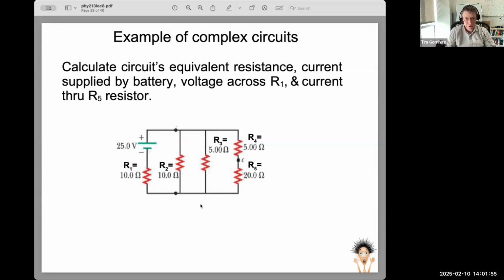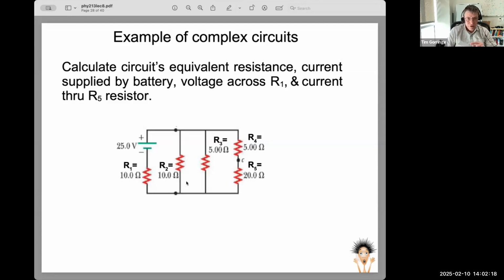It's got one battery, that's okay. But it's got 5 resistors in this circuit. And if you look at this arrangement of 5 resistors, it's a spaghetti of resistors. It's resistors in series and resistors in parallel, combinations. How are we going to solve that?